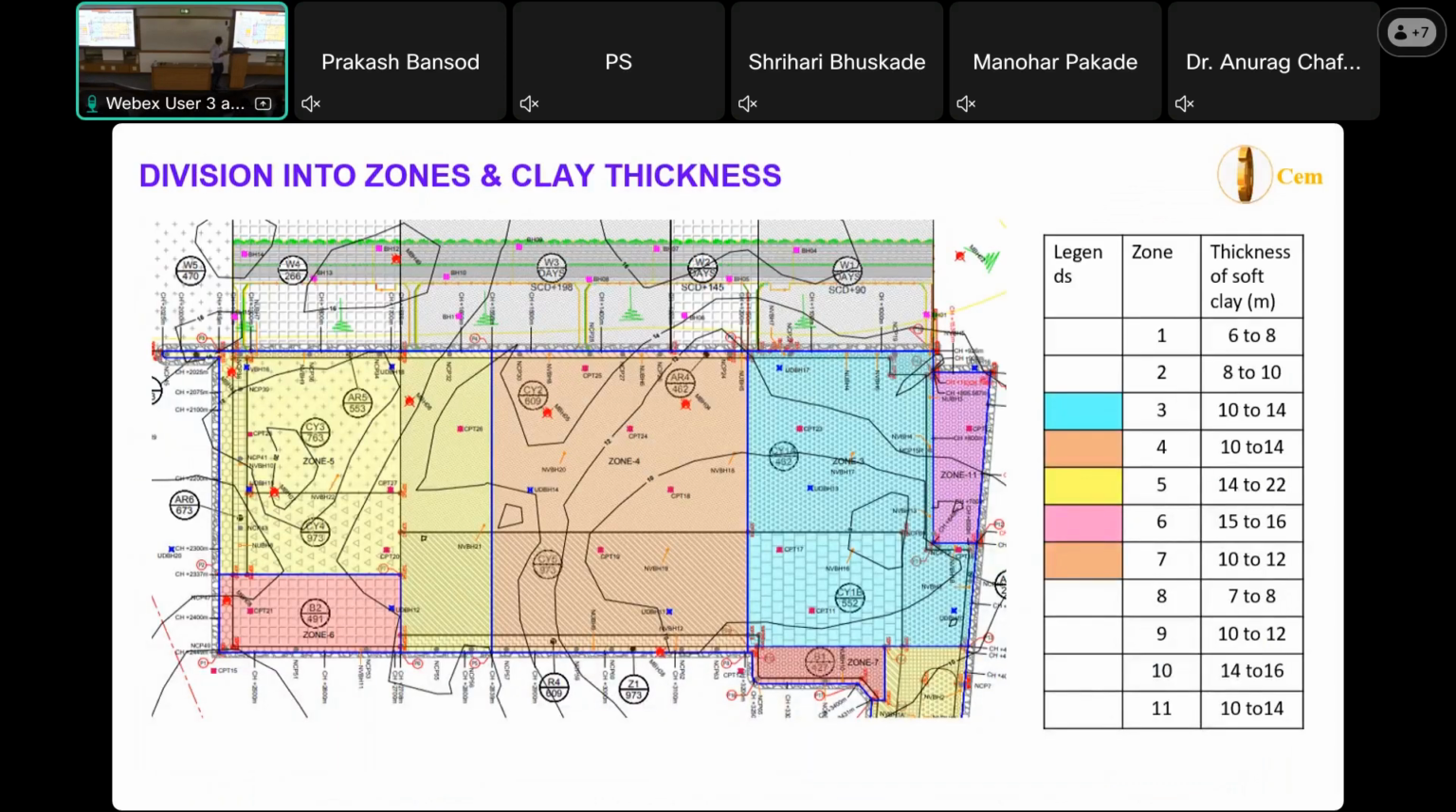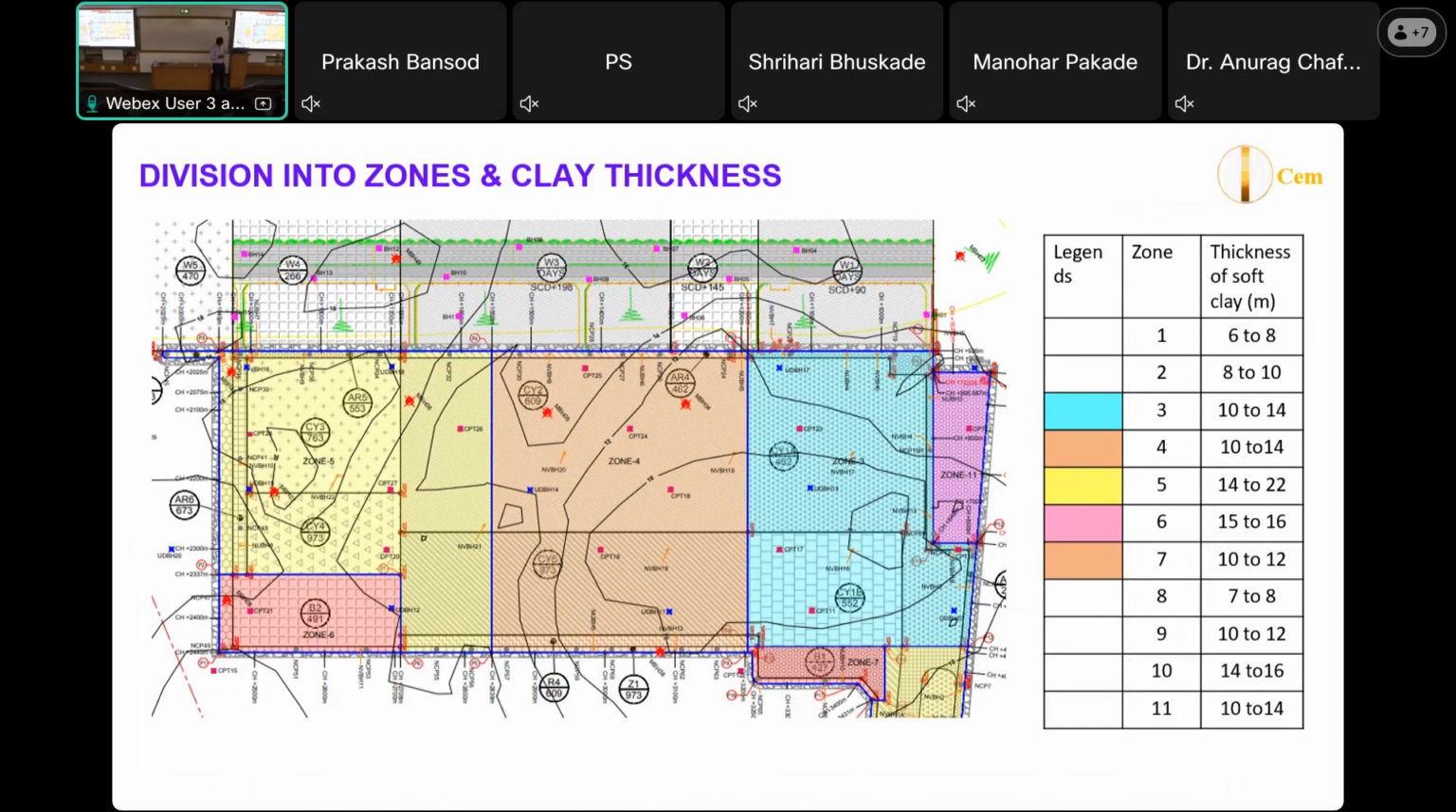This is the entire project. Based on various loading considerations and clay thicknesses, we have divided it into 11 zones. The zones are divided basically by service loads and clay thickness. You can see here I have plotted only the container area, which has the deepest thickness as well as high loads. This side is the access road, which I have not put in because of the length.